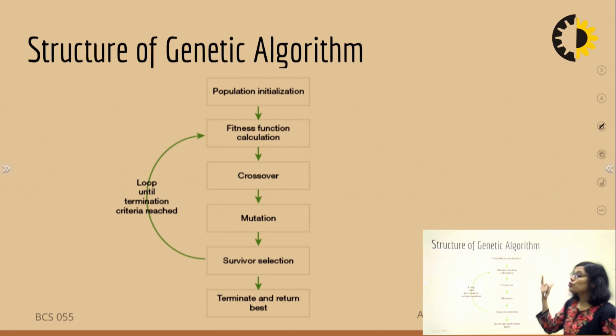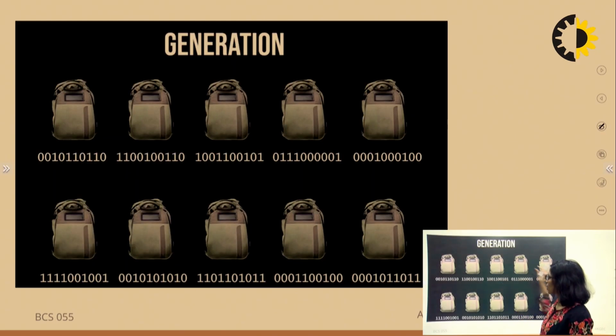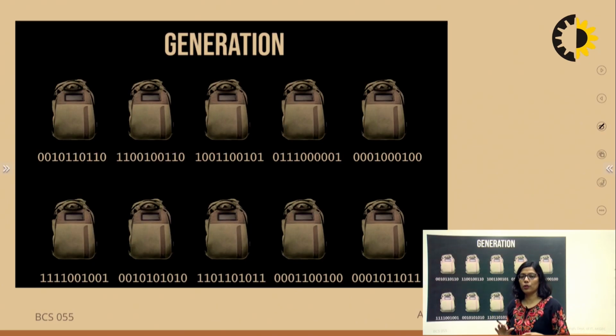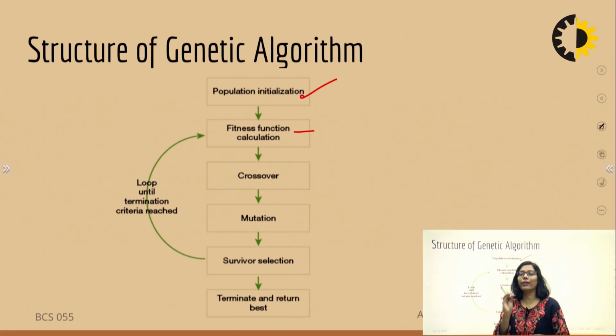Now, what is the structure of your genetic algorithm? This is the whole process that we are using to apply the genetic algorithm on the problem. The first is population initialization. It means in this phase, I have initialized my population of solutions. Then fitness function calculation. For each of my solutions, I will be calculating the fitness function.